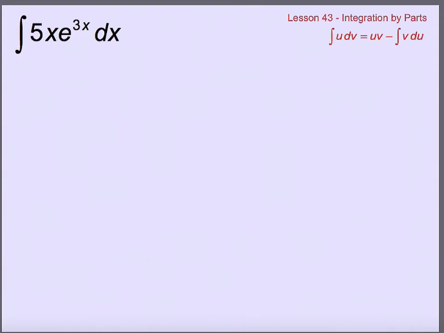So here is the integral of 5x e to the 3x dx. Again, we want to think u substitution first. This would be our inside function here. But its derivative is not all that's here. Its derivative is just 3.